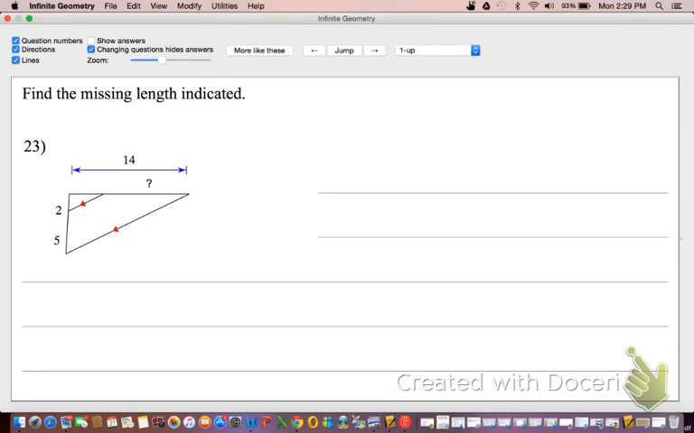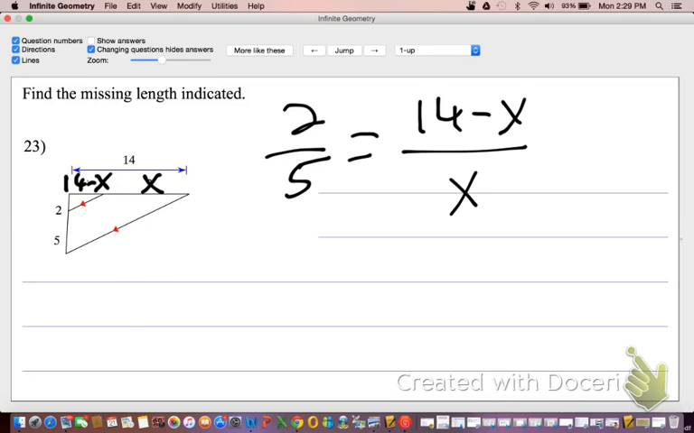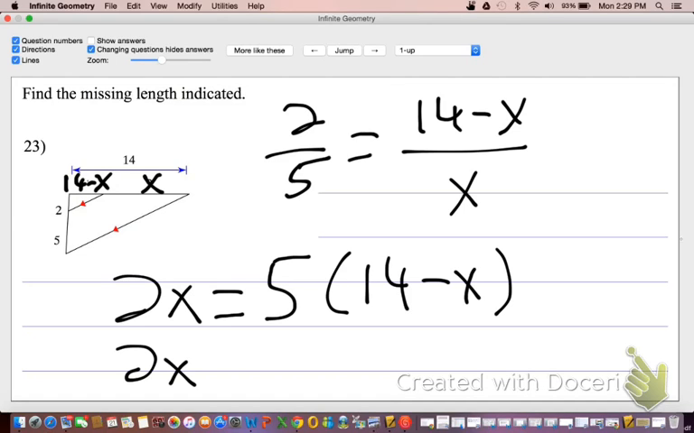Again, same logic. I'm going to call this x this time because that's what I want to find, and this is 14 minus x. So set up a proportion: 2 over 5 equals 14 minus x over x. Cross multiply. 2x equals 5 times 14 minus x. So 2x equals 70 minus 5x. And you could solve it from there. I think you get x is 10 at the end, but finish this off and you should get the answer.